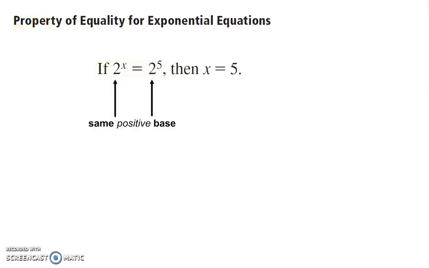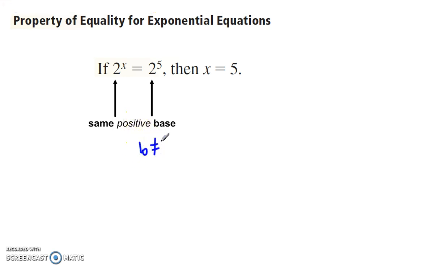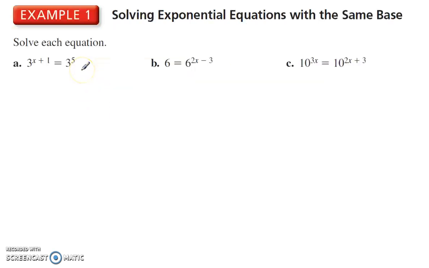Good times. The property of equality for exponential equations tells me that if I have the same positive base that's also not 1, then the exponents have to be the same if the powers are equal. So in an equation, if the powers are equal and the bases are the same, the exponents have to be the same. I can use this to solve exponential equations.